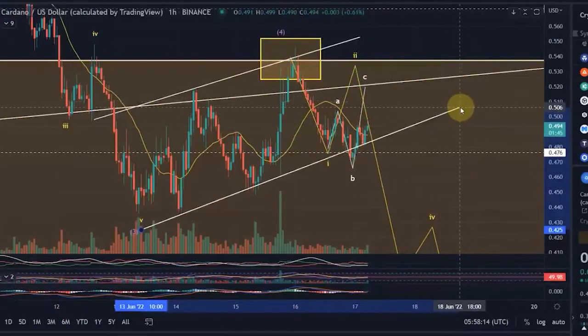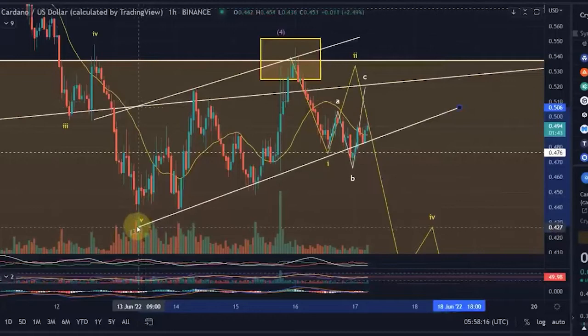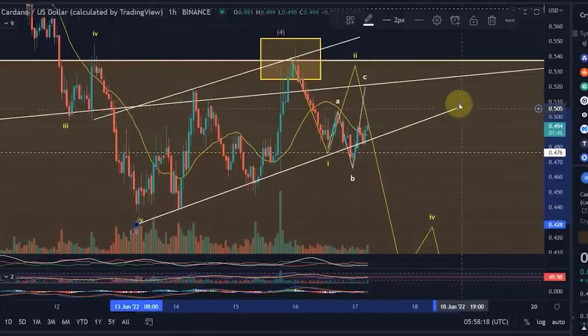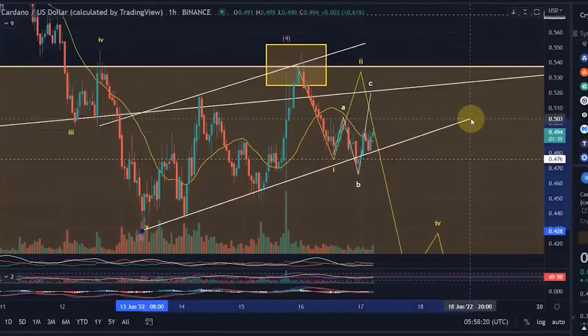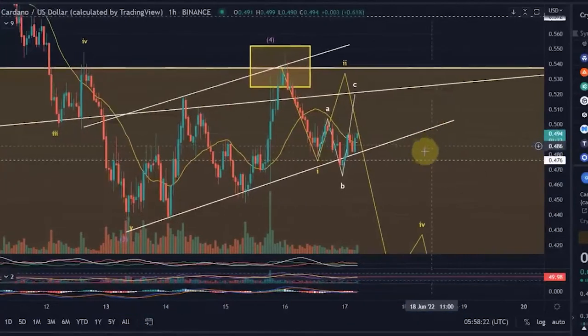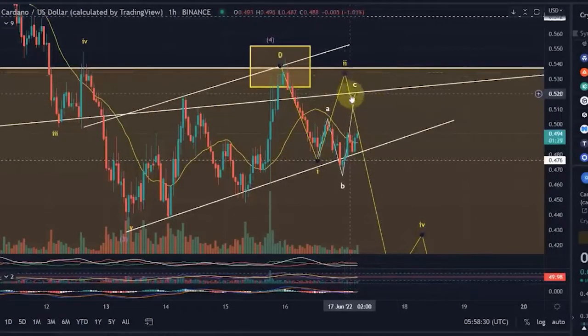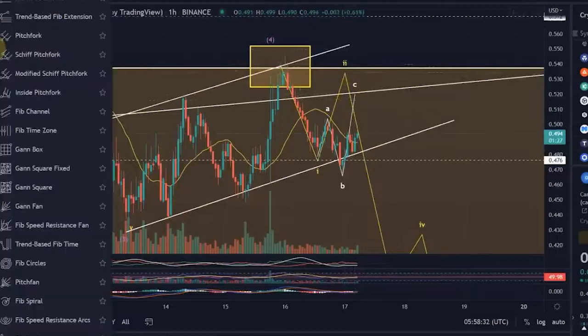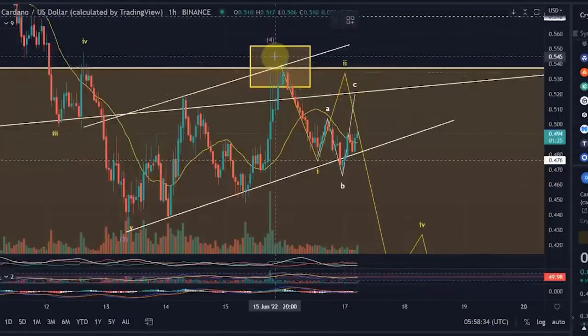I can draw it like that. Based on this way of drawing it, it wouldn't have broken out of the channel, but it is not that relevant. So here A, B, C, and from here we would move a bit higher in this wave 2. What would be an ideal target range for the wave 2? We can draw that as well.